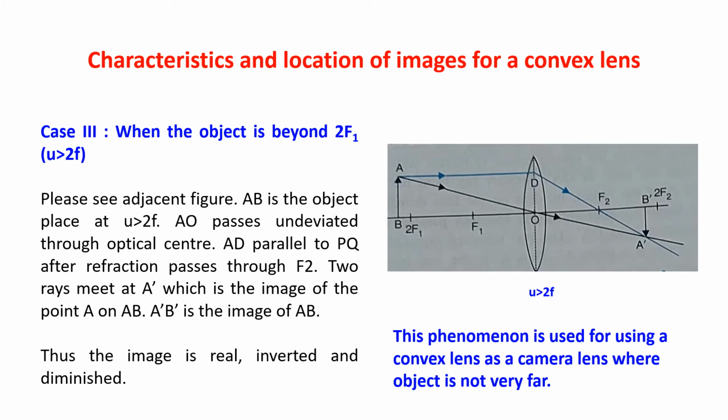Case 3, when the object is beyond 2f1. So the object is placed here, shown by AB. We have to consider two rays. Suppose we are considering a ray AD which is parallel to the principal axis, and after refraction it will go through the second focus, that is F2, and another ray of light which is passing through the optical center and will pass undeviated. So these two rays are meeting at a point, and then we have to draw the image. That image we are getting as A dash B dash.